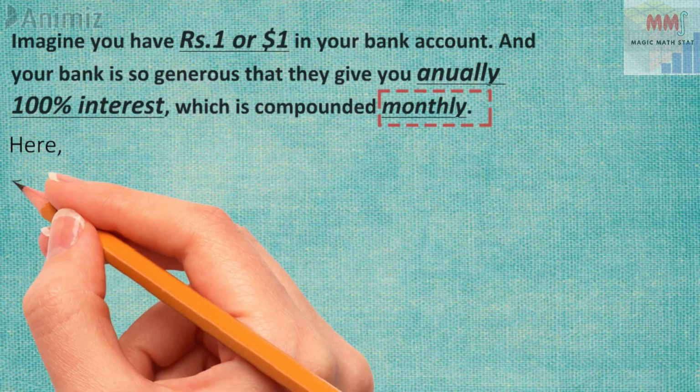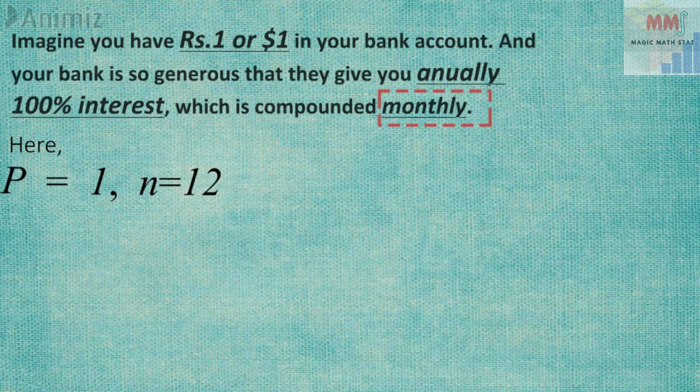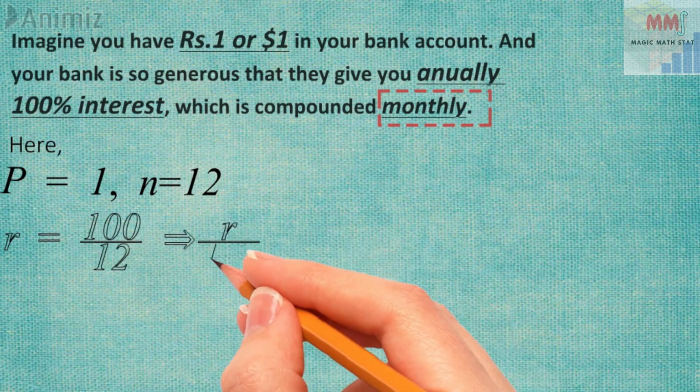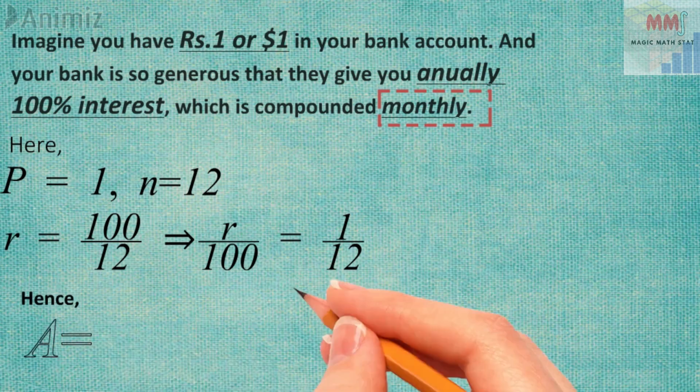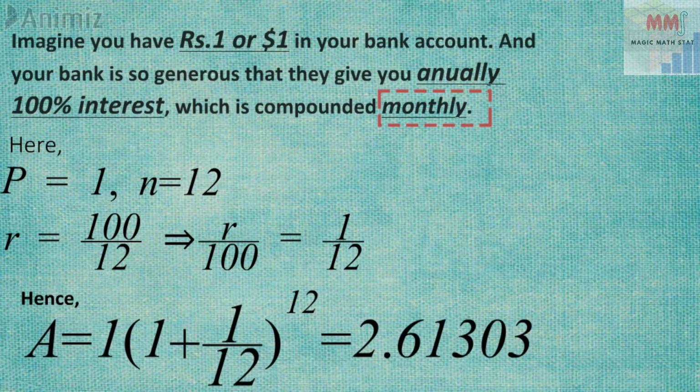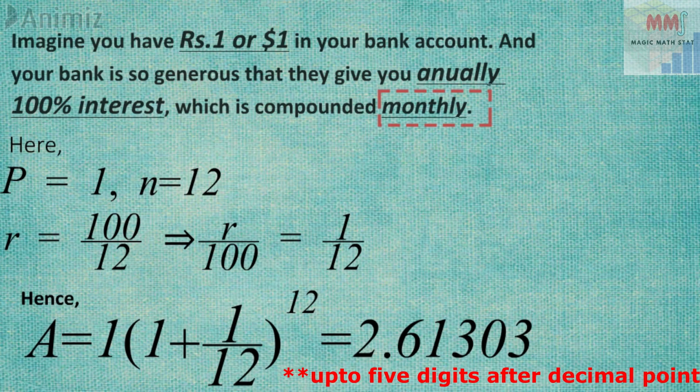Now the n becomes 12 and the r also will change. So the annual interest was 100%, which is for 12 months. So for 1 month we get 100 by 12 and that gives us r by 100 equals to 1 by 12. So putting that in the formula, we get the total amount after 1 year is 2.61303.